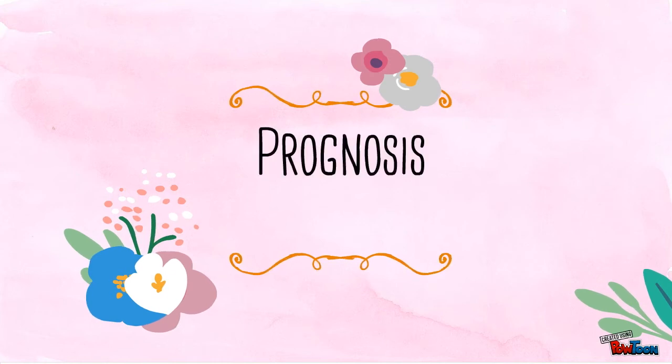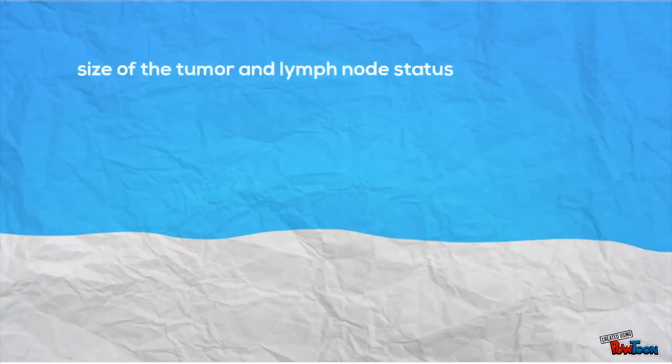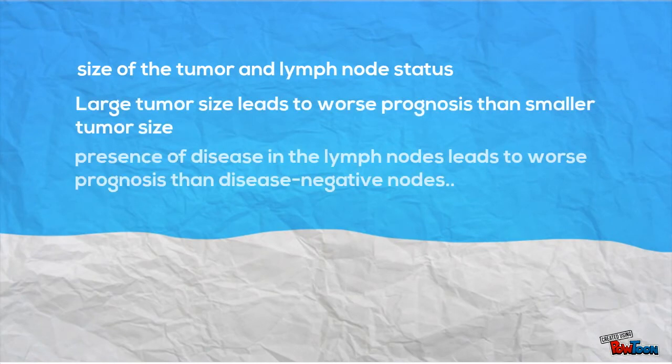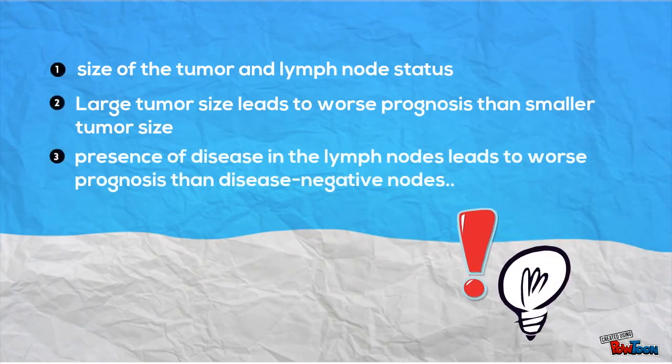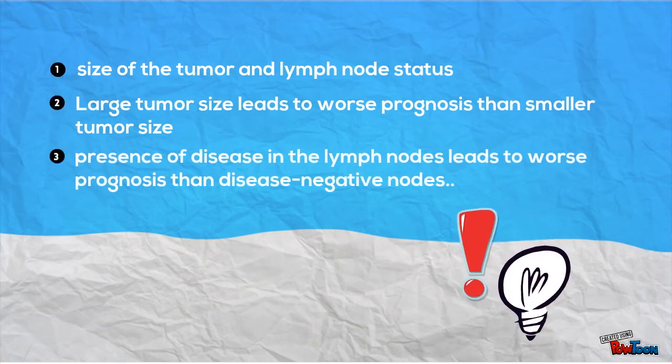Prognosis of breast cancer. Evaluative prognostic factors are very important to help determine the patient's treatment. Prognostic factors include the size of the tumor and lymph node status. Large tumor size leads to a worse prognosis than smaller tumor size, and the presence of disease in the lymph nodes leads to a worse prognosis than disease-negative nodes.